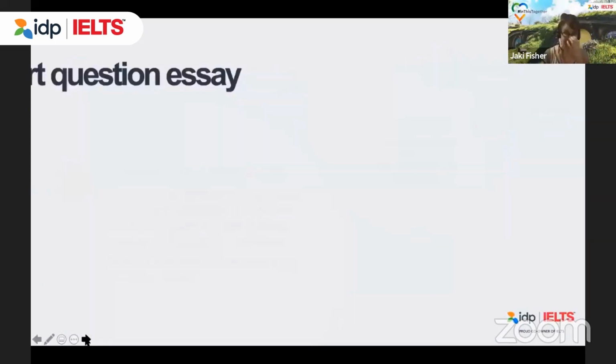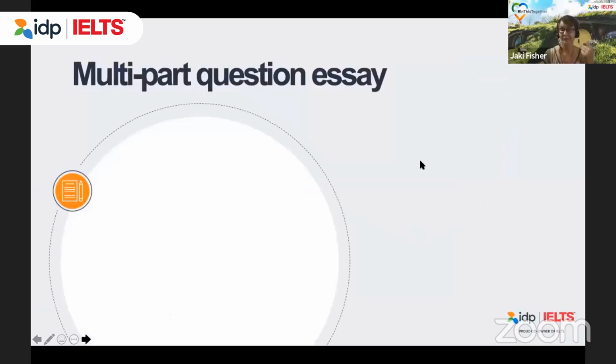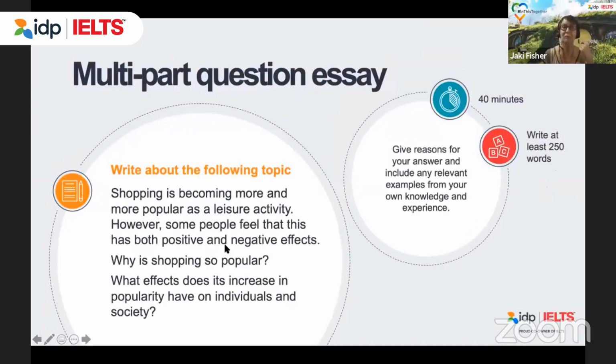All right, so let's have a look at another type. This one is called multi-part. So can you see here that there are 2 questions? Why is shopping so popular? What effects does its increase on popularity have on individuals and society? So now we read this bit. Shopping is becoming more and more popular as a leisure activity. Some people feel this is both positive and negative.